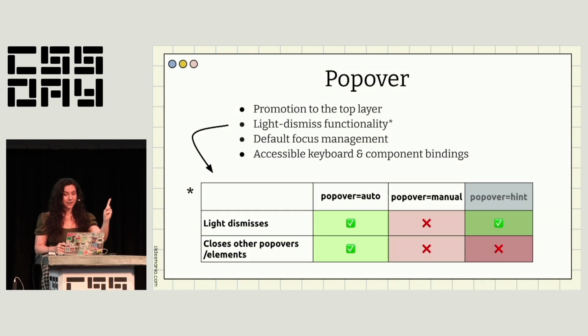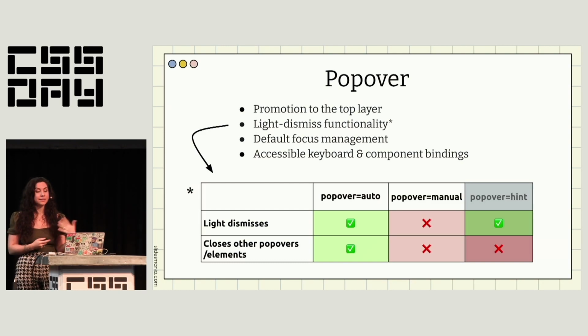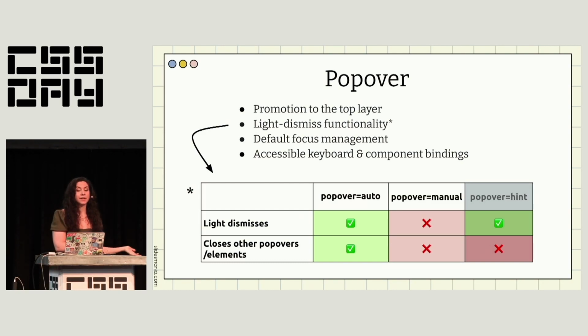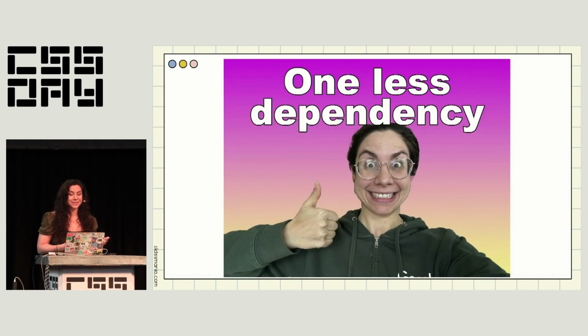For popover equals auto, there's a little chart of different types of popovers. Popover equals hint is not implemented. It's an idea that's been discussed in OpenUI, but the 2 that are currently available are auto and manual. And it also has accessible keyboard binding, so hitting escape will actually close the popover and return focus to the page. So it's one less dependency.